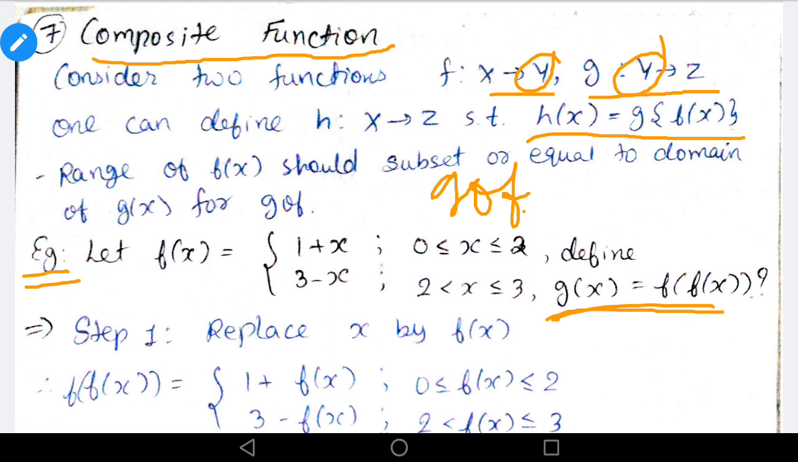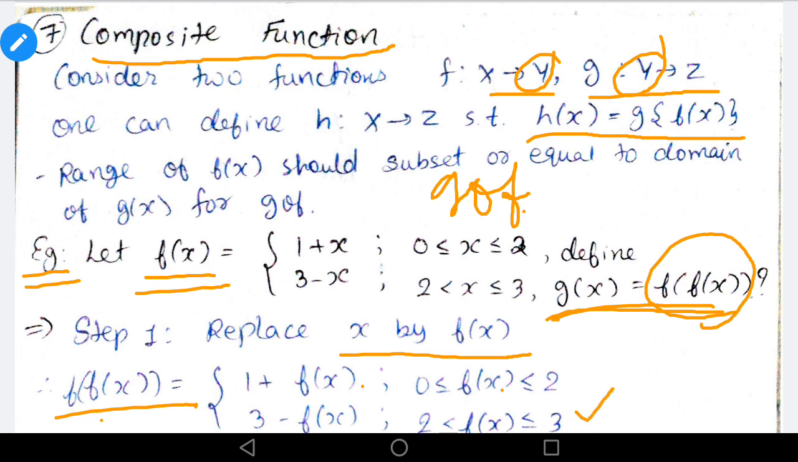In this type of example, first of all we have to replace x by f of x. So if we have to find f of f of x, then we replace x by f of x. By replacing x by f of x, we get 1 plus f of x, where f of x is less than or equal to 2 and greater than or equal to 0, and 3 minus f of x, where f of x is less than or equal to 3 and greater than 2.